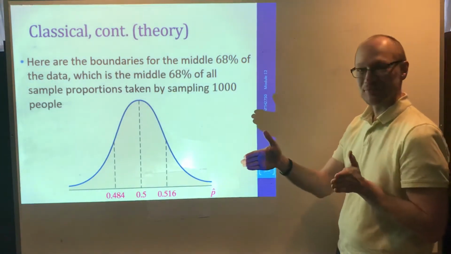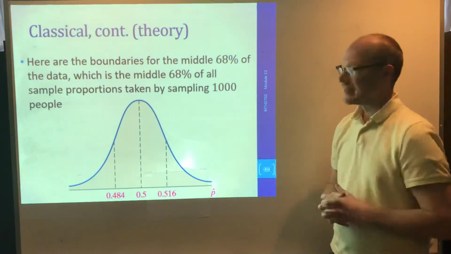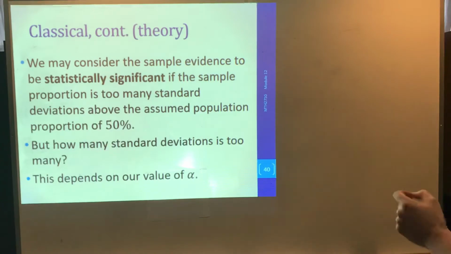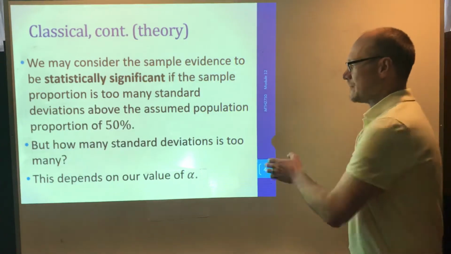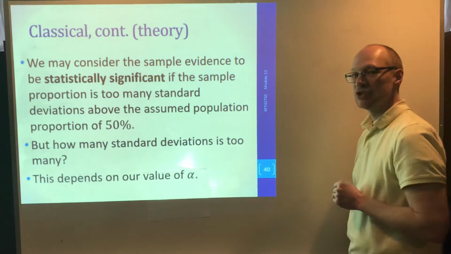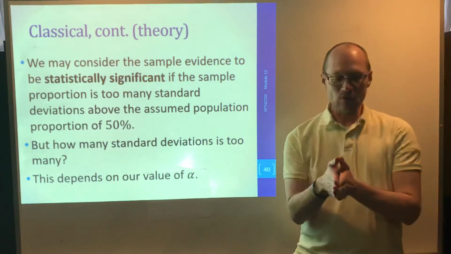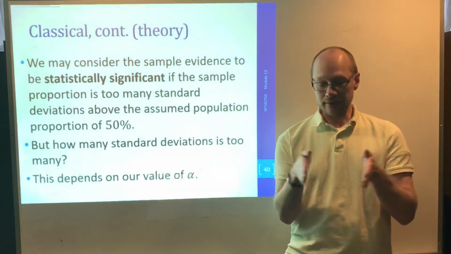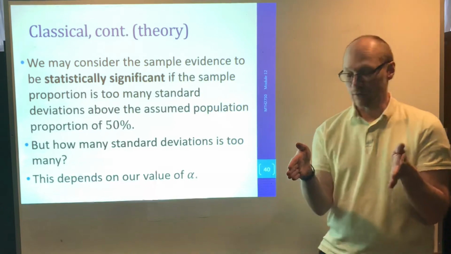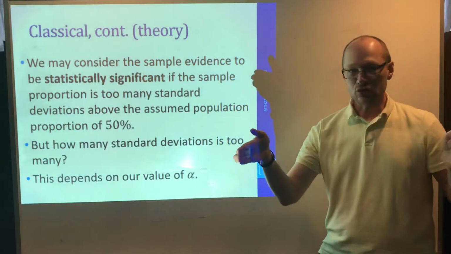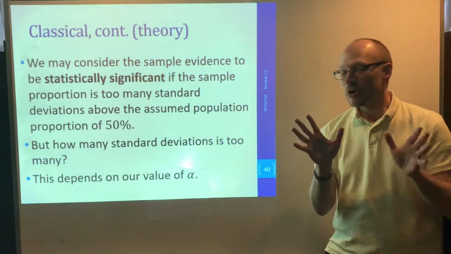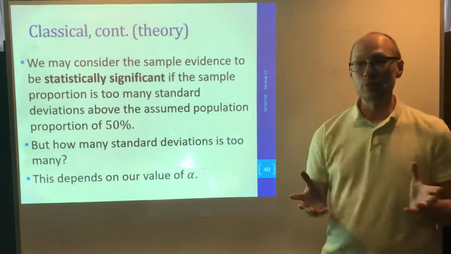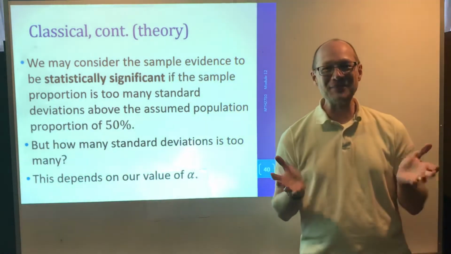Remember the 68, 95, 99.7 idea. Those are the classical boundaries, but what we're looking for is how many standard deviations is actually too many. Clearly, one standard deviation higher and lower, that's not statistically significant. That's pretty usual, right? Is 2, is 2.5, is 1.5, all these different things. And those standard deviations depend on our value of alpha.